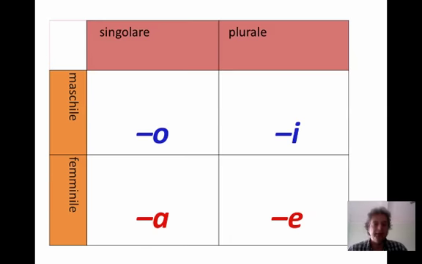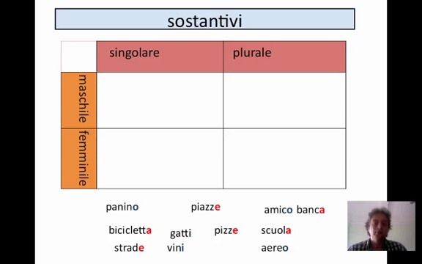So, once again, remember that all words in Italian have to be either masculine or feminine, besides, of course, being singular or plural. The ending for the masculine is o, plural i, feminine a, plural e. Let's look at some examples and make sure that we understand.